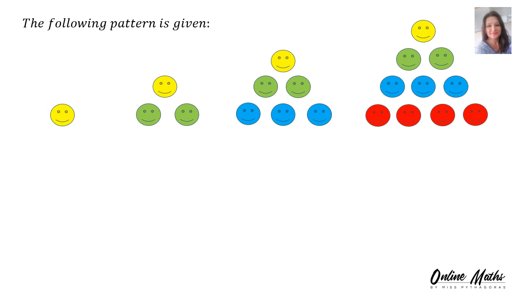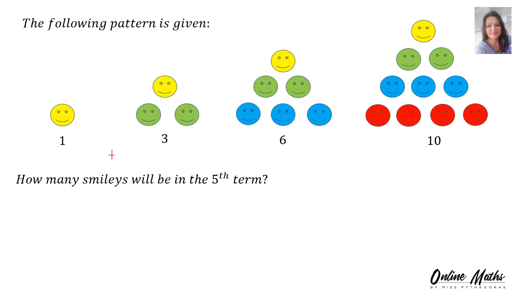The following pattern is given. Smiley faces. There's 1, there's 3, there's 6, there's 10. How many smileys will be in the fifth pattern or in the fifth term? So let's see. What happened? To get from 1 to 3, 2 smileys were added. To get from 3 to 6, 3 smileys were added. To get from 6 to 10, 4 smileys were added.